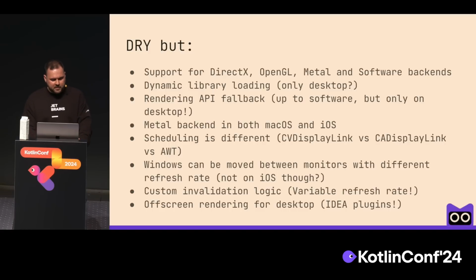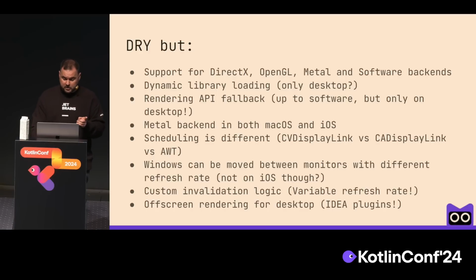So for the Metal backend in both macOS and iOS, we can reuse stuff. But yeah, scheduling is actually a bit different, because there is CVDisplayLink on macOS, and CADisplayLink on iOS. Also, the AWT dispatch thread does its own thing, and we also need to control that. By the way, when windows move between monitors with different refresh rates, that also should be processed, right? We don't do it in iOS, but still it's in there.